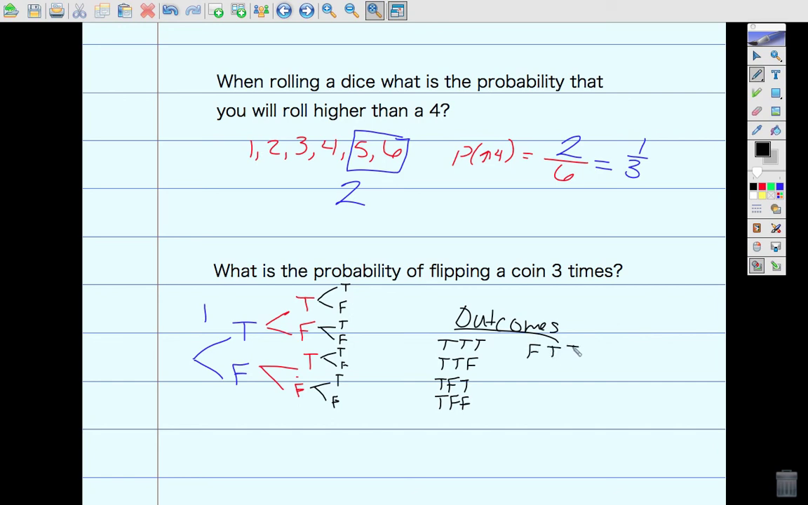So my next one I'm going to start with false. So false, true, true, false, true, false, false, false, true, and false, false, false. And that's the probability of flipping a coin 3 times. So I just have to list my outcomes, and that's all I have to do if it asks what's the probability. I need to be able to list those outcomes. And I just want to make sure that I count how many I have. So I have 1, 2, 3, 4, 5, 6, 7, 8. So there's 8 different outcomes.